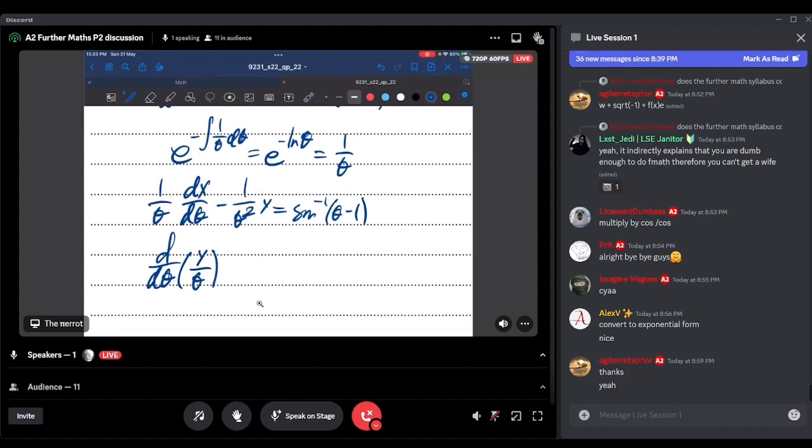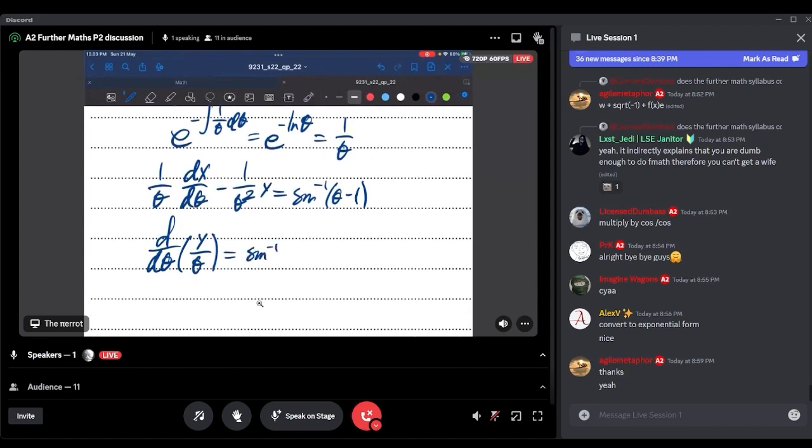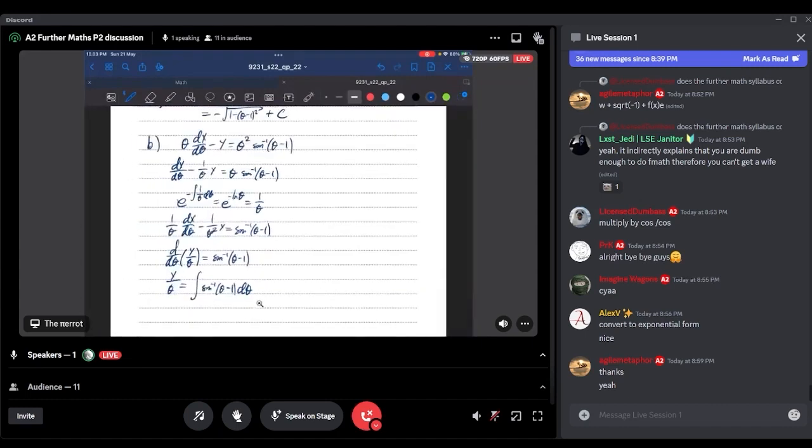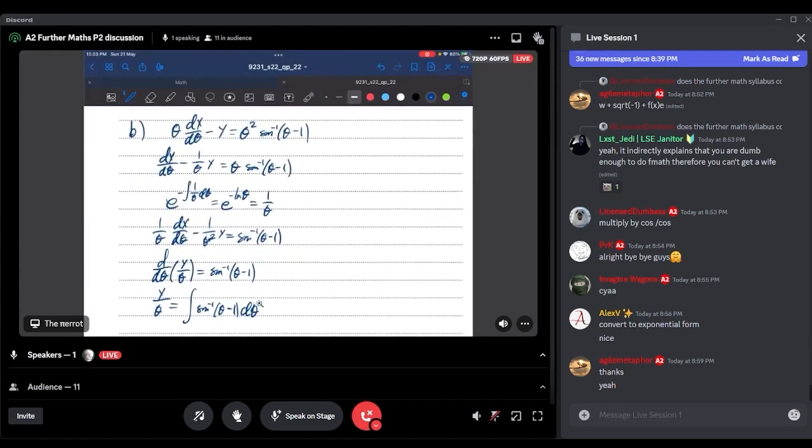And now you have to solve for y, so you have to integrate both sides by theta. So we have to remove this differentiation here. So y over theta has to be the integral of sine inverse theta minus 1 d theta, like that. Okay, so up until here, is it okay so far? Can you follow? After this, we have to do the integration. All right, so let's do integration now.